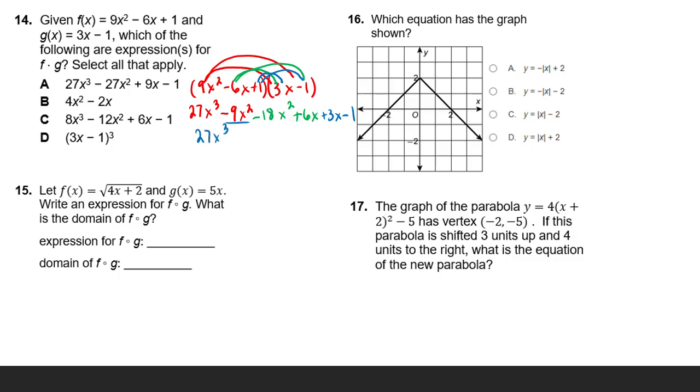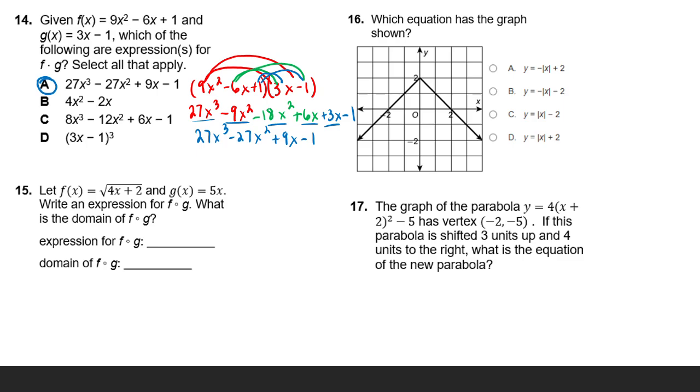Okay, we're going to add those x squareds together. So that's going to give me a negative 27x squared. And then we're going to combine these x's together. So 6 plus 3 gives me a 9x. And then the minus 1. Okay, you probably already noticed as soon as we did the first term right there that this is the only one with 27x cubed in it.